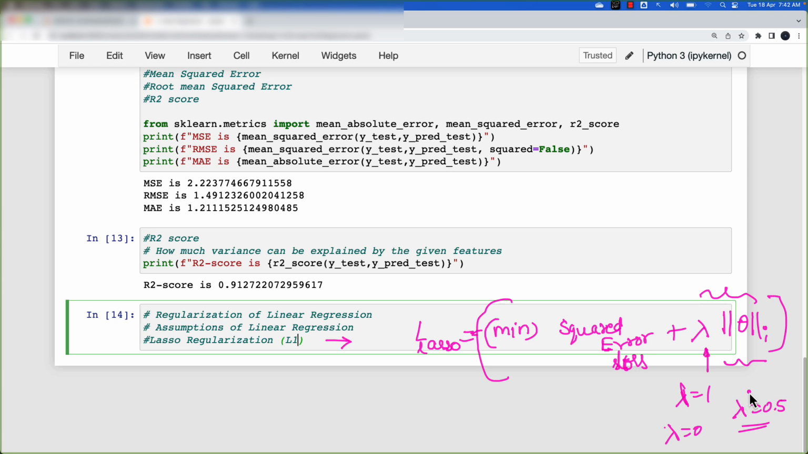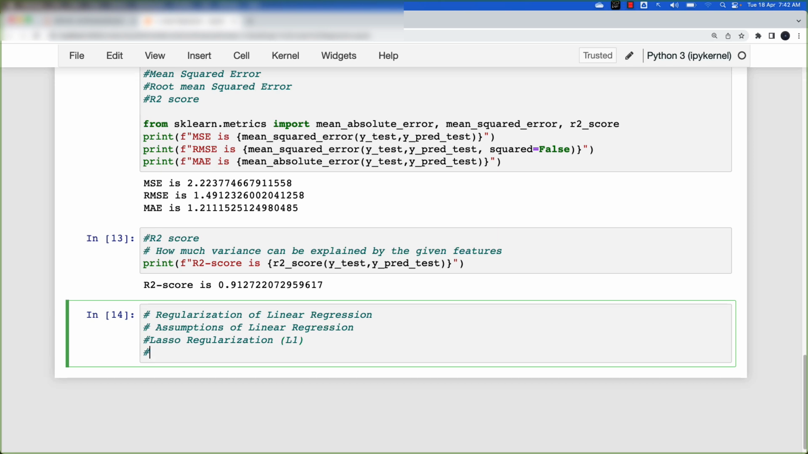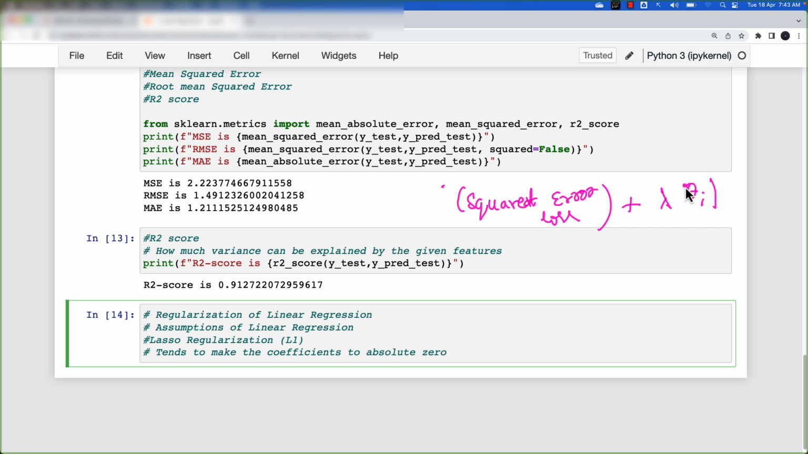By applying this Lasso regularization, the coefficients tend to become absolute 0. You might be wondering how it makes them absolute 0. Just think about it. In this case, you have the value of the loss function, that is the squared error loss, and along with that you also have the term which is the absolute value of theta.